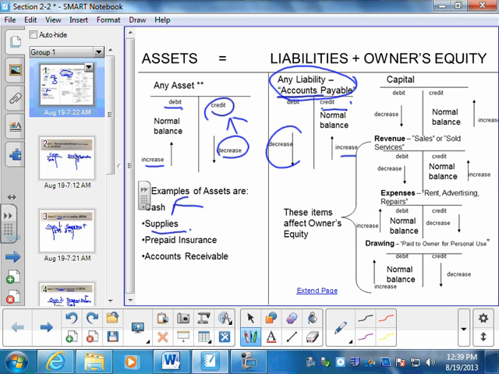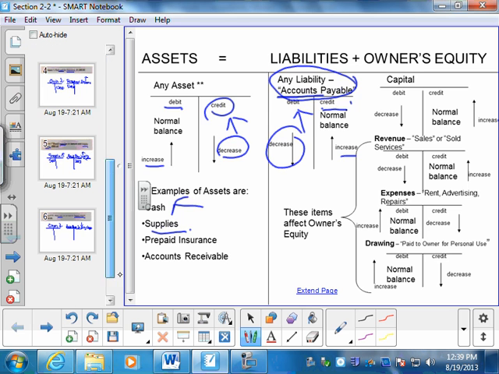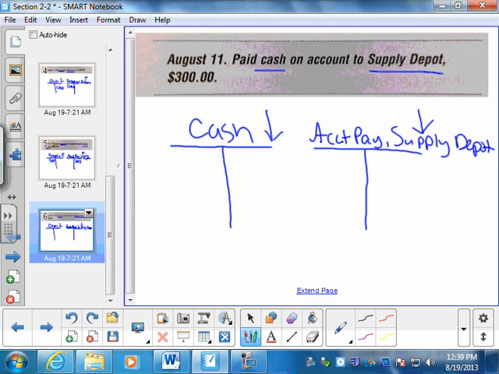If we want to decrease our account payable, we're going to do it with a debit. So we're going to go back down and we're going to say our account payable is going to be debited 300 and our cash is going to be credited 300. So our debits equal our credits and we're still good. And the next lesson will be on things that affect owner's equity like revenue, expenses, and drawing.